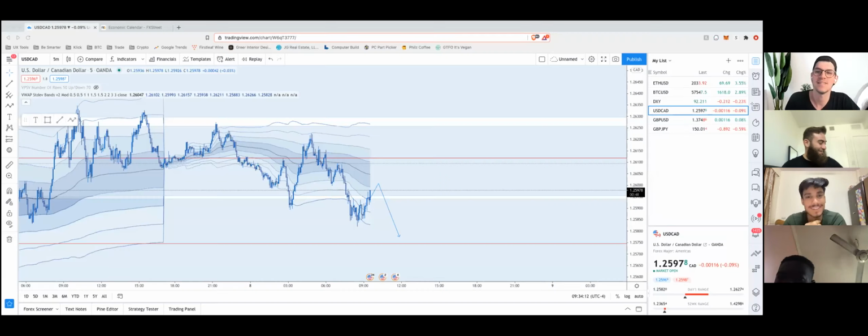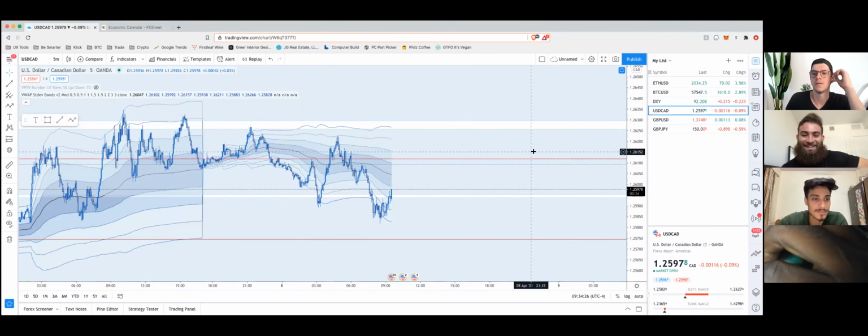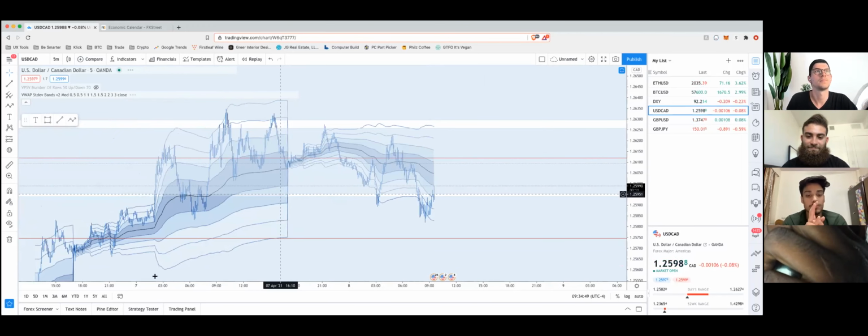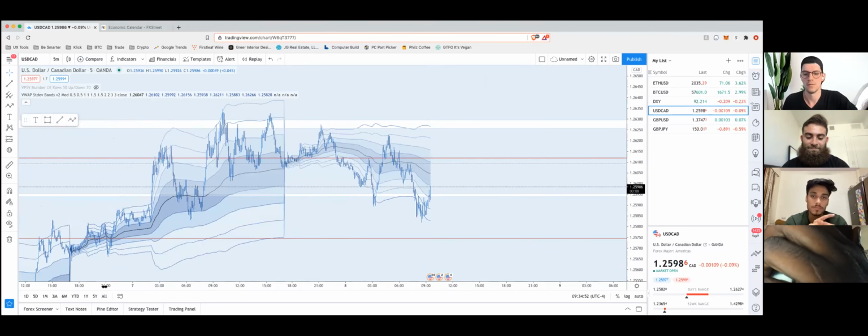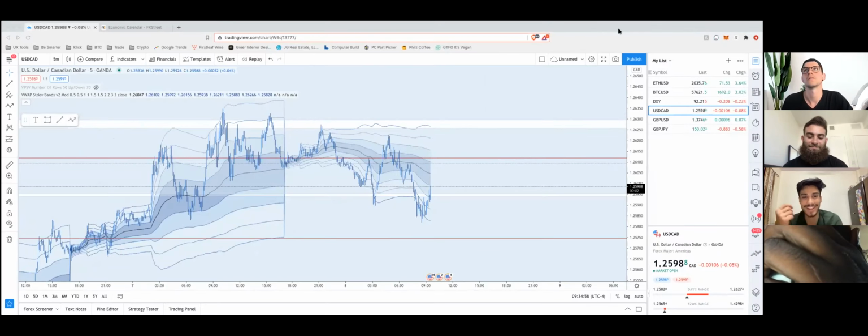What do you mainly trade? You mainly trade UCAD or GU? Yeah, UCAD and GU are the main two. So let me pull up some examples. Let me see if I can find a good example of when the VWAP is flat. Pull up an old trade here.